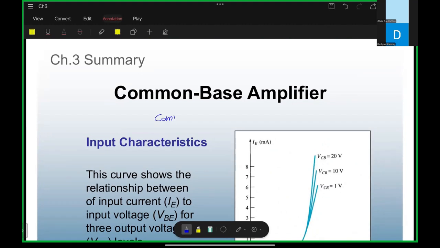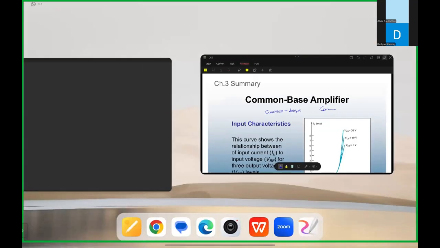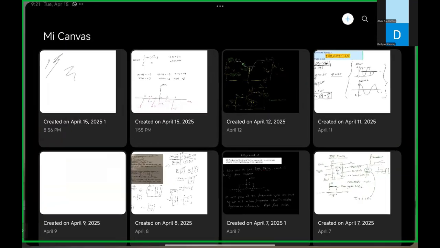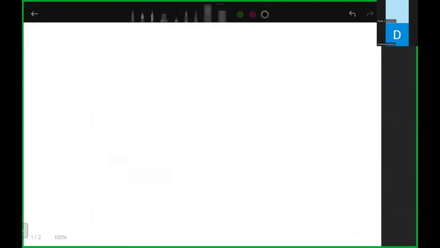Common base, another one is common emitter, and common collector. So first let us discuss what is common base. What is the meaning of common base? See, basically inside the transistor, if I take the transistor like this, can you tell me which terminal is which? Which terminal is base, which one is collector, which one is emitter?